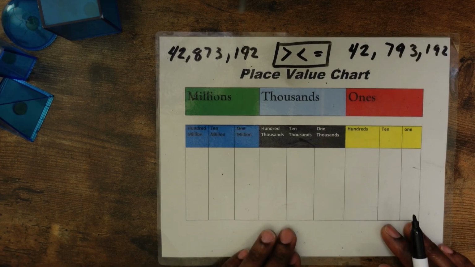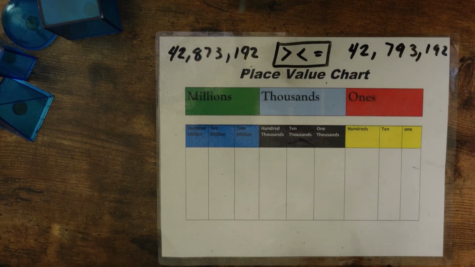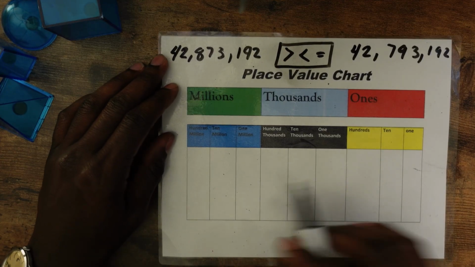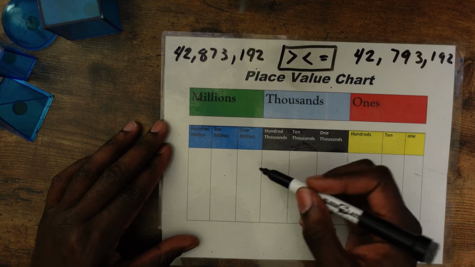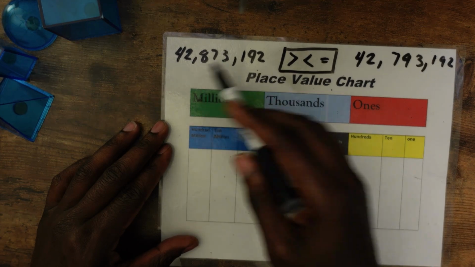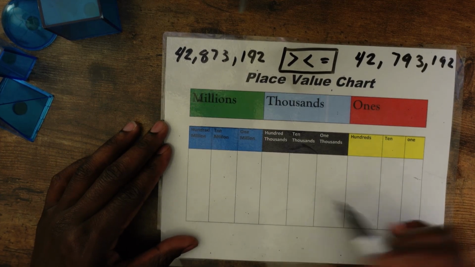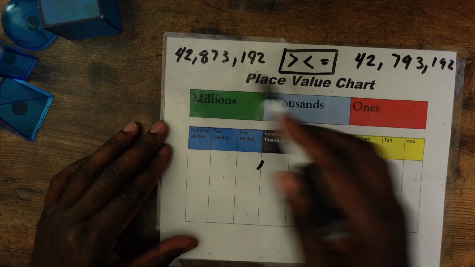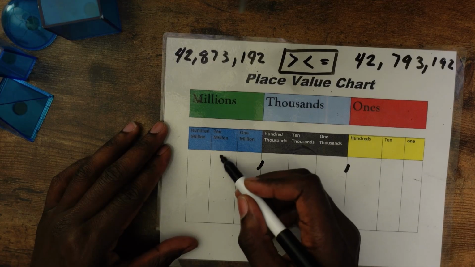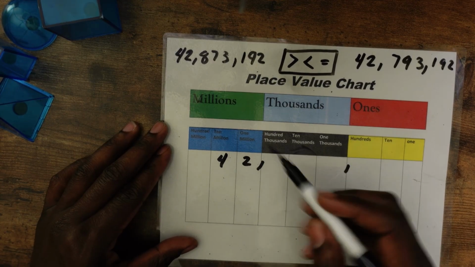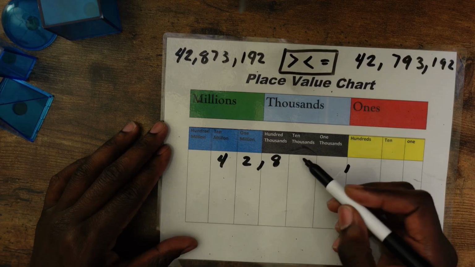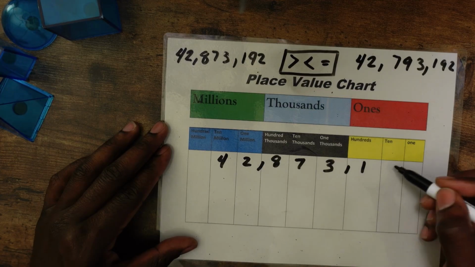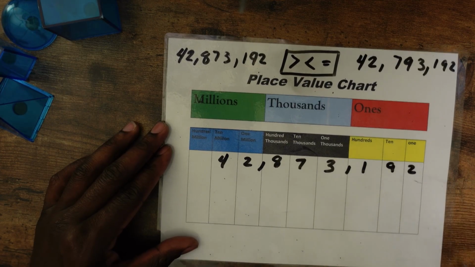Okay, the first step we're going to want to do is take each individual number and place it in our place value chart. So I'll take my first number and I'll place it in my place value chart. I will make sure my commas are lined up with my houses. So I will put my first comma right there and my second comma right there, and I will just build around it. So I got 42,873,192.